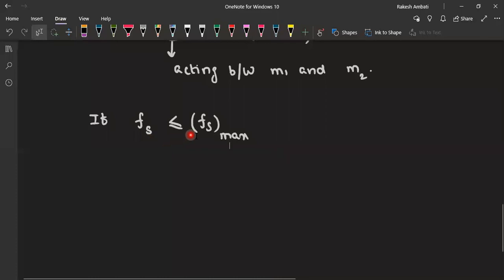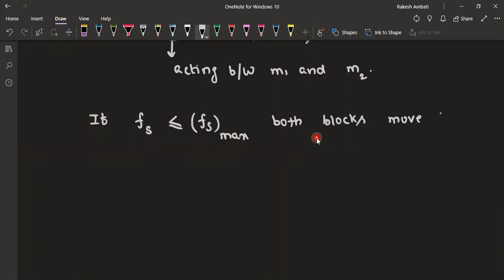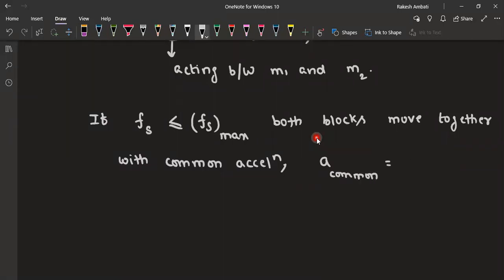If the static frictional force is less than or equal to Fs maximum, the blocks move together. If Fs is less than or equal to Fs maximum, both blocks move together with common acceleration. And how do we find this common acceleration? F upon M1 plus M2.